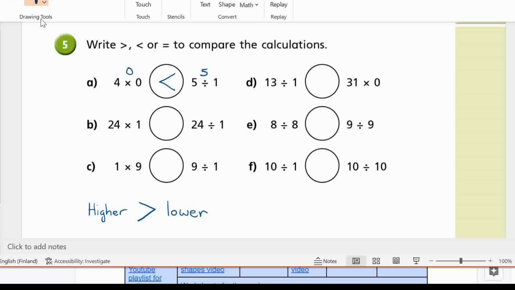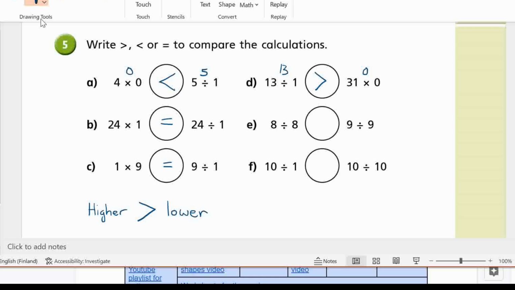Okay, B, which one is higher? 24 times 1, 24 divided by 1. Yeah, so I forgot to mention there's an equal sign as well, not just these arrows. Good. 1 times 9 or 9 divided by 1. Again, equal. 13 divided by 1 or 31 times 0. Good. Now, they're probably trying to fool you by using a large number here, but if you times anything by 0, you get 0. And 13 divided by 1 is 13.